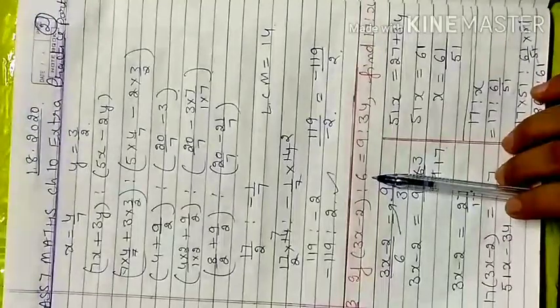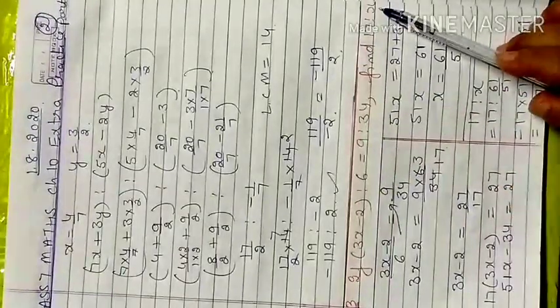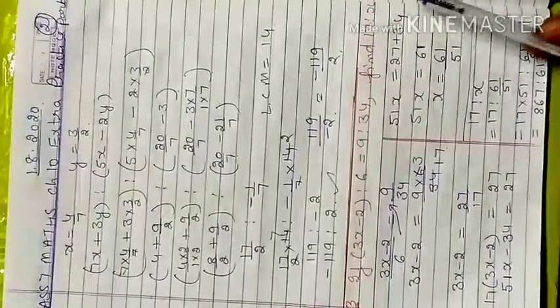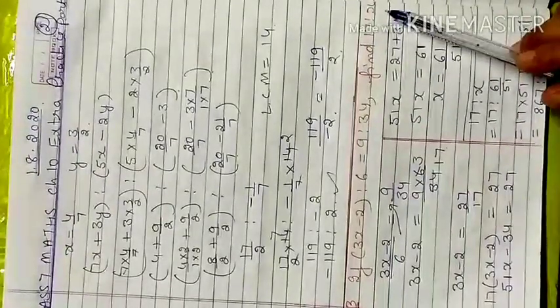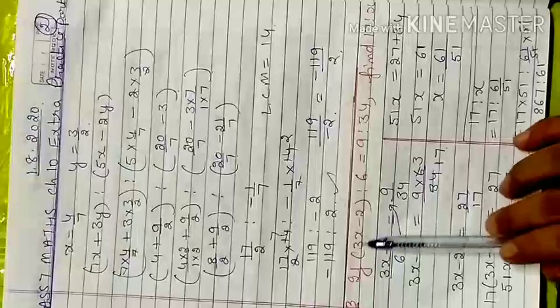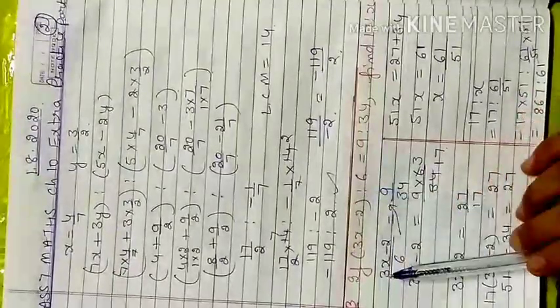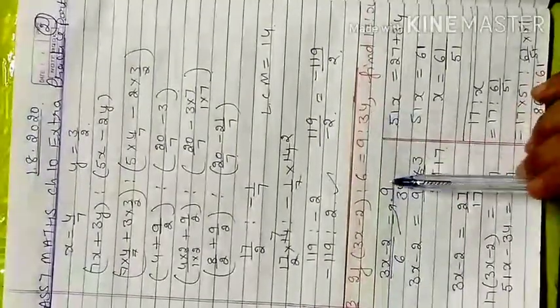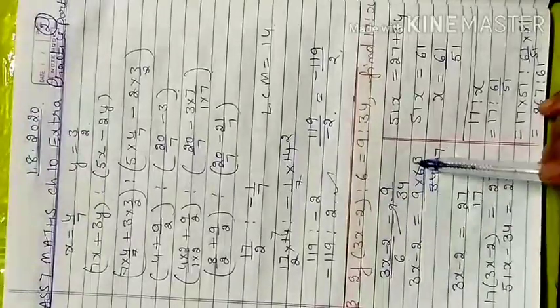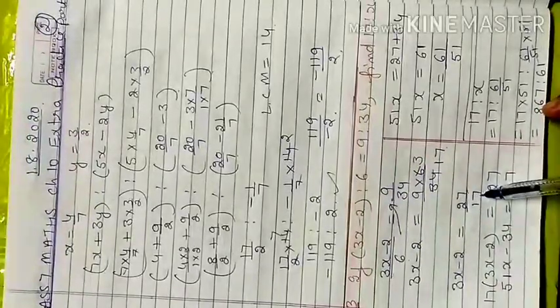When you get the x value, you just put it in place of x here. Then you have to find the further ratio. If any denominator is there, remove the denominator by multiplication of LCM. Now first I will write this in fraction form: (3x minus 2) by 6 equals 9 by 34. Now 6 cross multiplies on this side: 9 into 6 by 34 gives me 27 by 17.